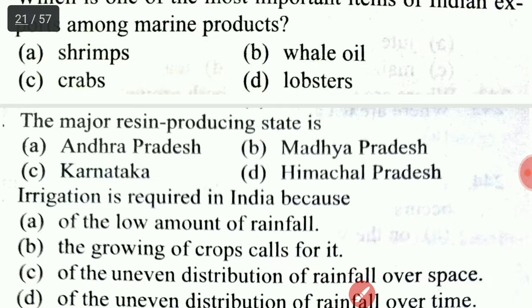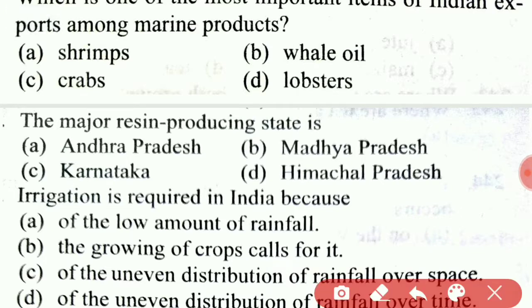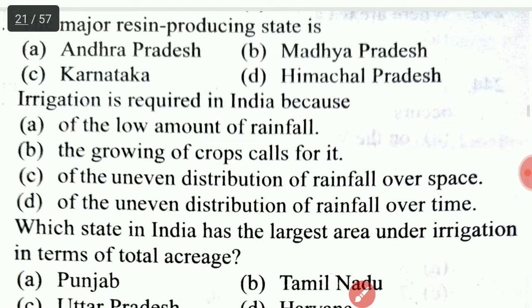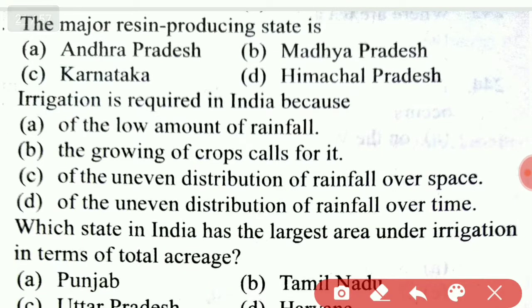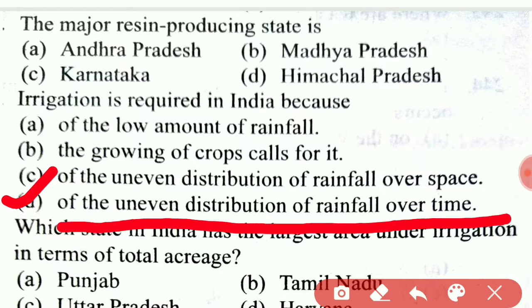Next question. The major rice producing state is option D, Himachal Pradesh. Irrigation is required in India because the right answer is option D, of the uneven distribution of rainfall over time.